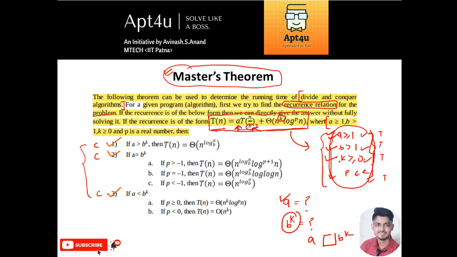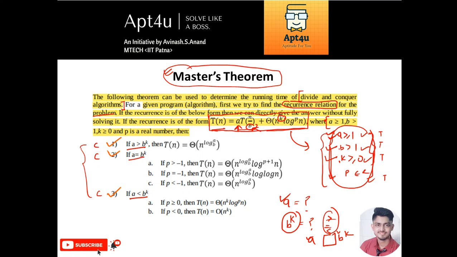Okay, the values of a and b power k will be compared. Three possibilities are there: either a will be greater than b power k, or a will be equal to b power k, or a will be less than b power k. Alright, so there are three possibilities: either greater than, or equal to, or less than. Based on the possibilities, we will further execute the corresponding expression, right?